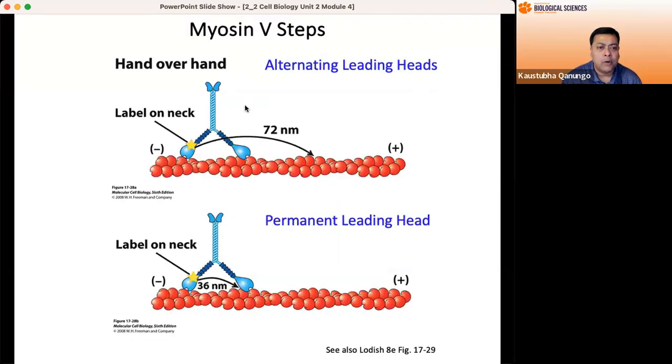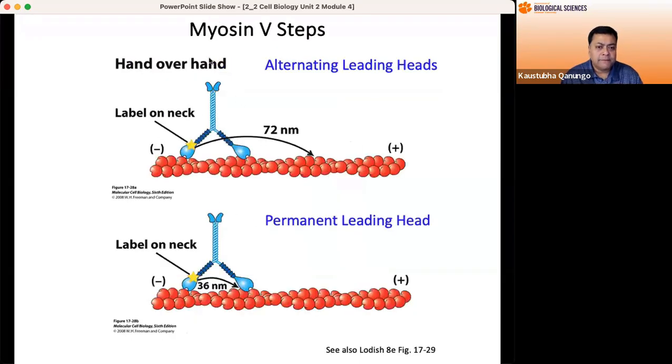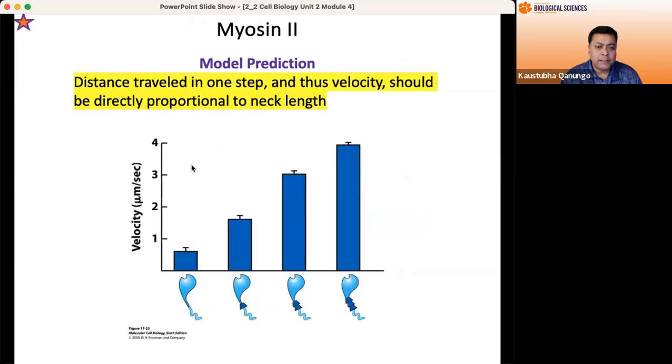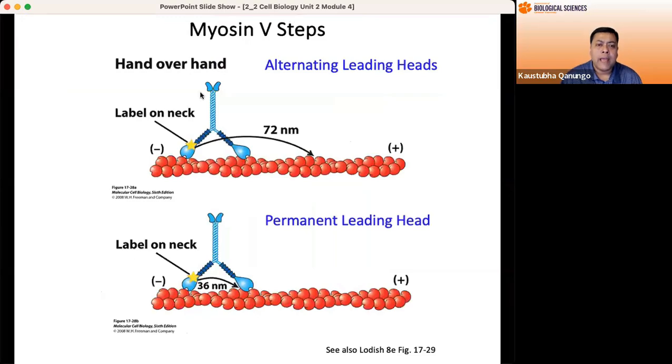So this is how the myosin 5 steps. This is a hand-over-hand step. And now remember that this myosin 5 movement is actually a little bit different than the myosin 2 movement. This is your myosin 2, which is the muscle myosin that we are seeing, whereas these myosin 5 are associated with cargos. You have a cargo right here, and this moves cargos, vesicles, and other stuff from one part of the cell to another part of the cell.